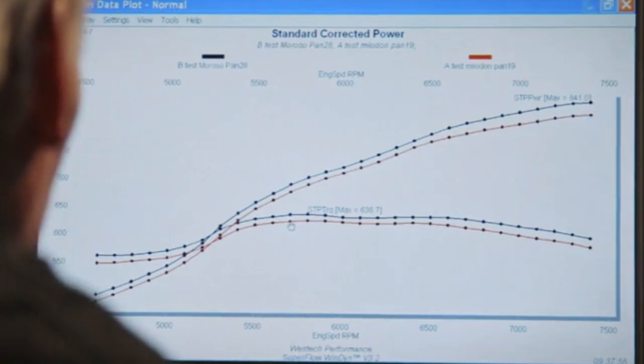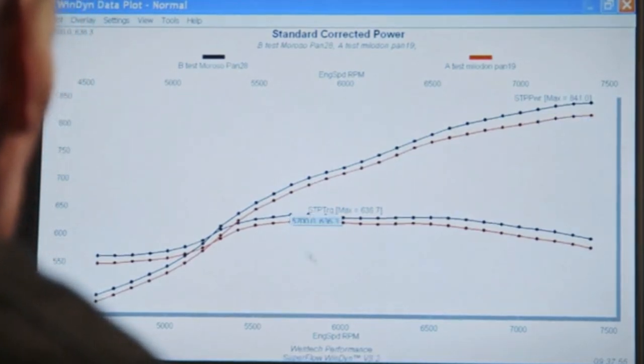How about the torque? What was the gain there? It went from 623 to 636, and everywhere in the curve. That actually makes the car go faster. Oh yeah, that's a significant difference. Let's have a look at the oil pressure curve though.